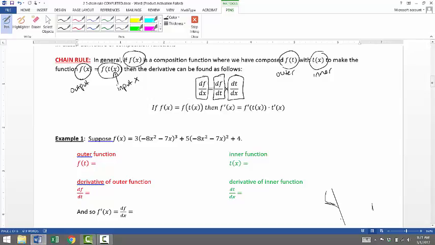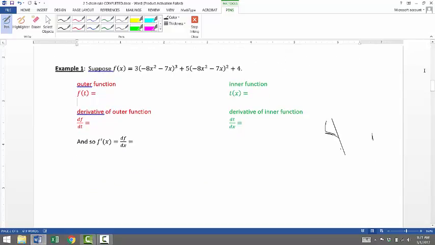So let's go ahead and go through a few examples and give it a try. So part of this process is going to be breaking our function f of x down into its pieces, f of t and t of x, just like we were doing on the previous page. So in example 1, we have a function 3 times negative 8x squared minus 7x to the third plus 5 times negative 8x squared minus 7x squared plus 4.